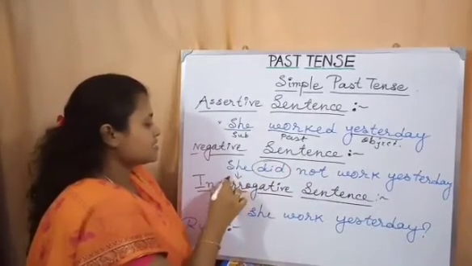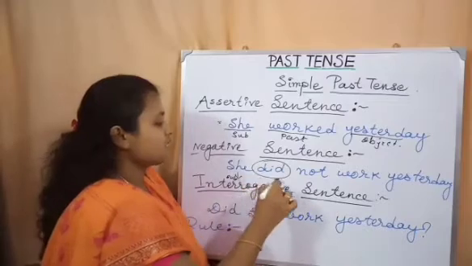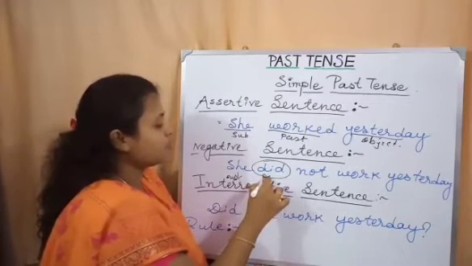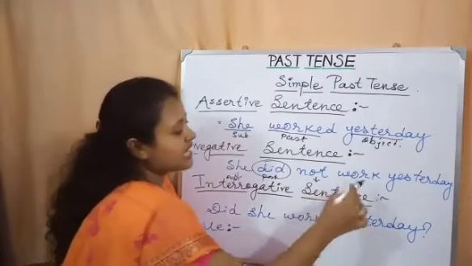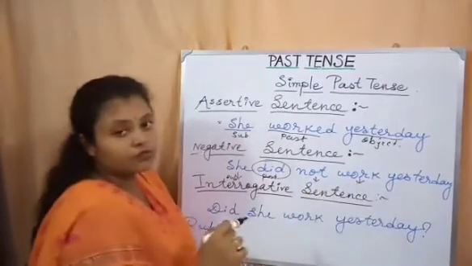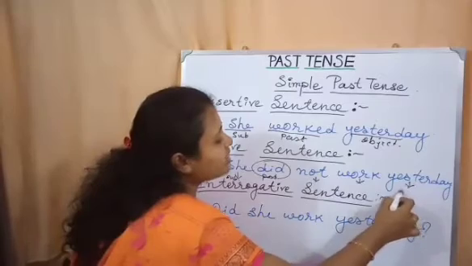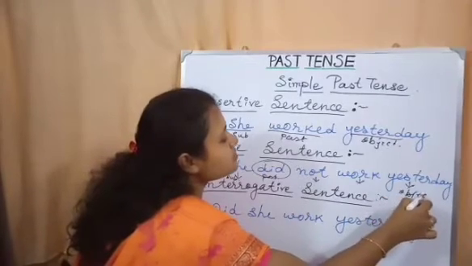So she is the subject. Did is the past form of the verb. Then not is added. After that the present form of the verb, and after that the object.